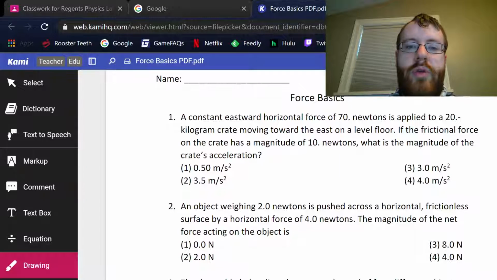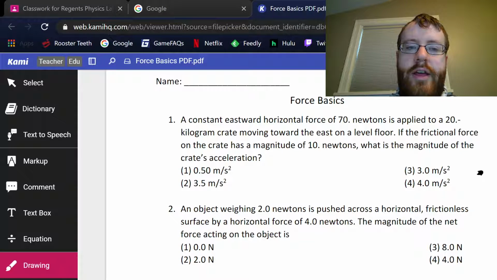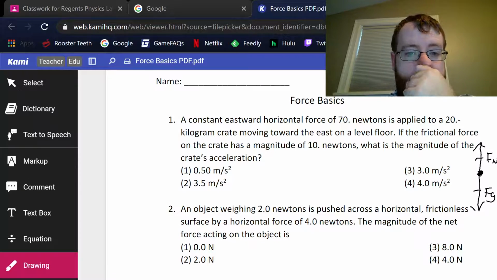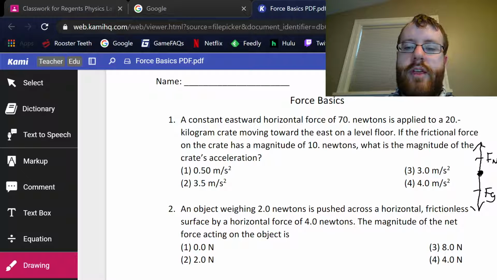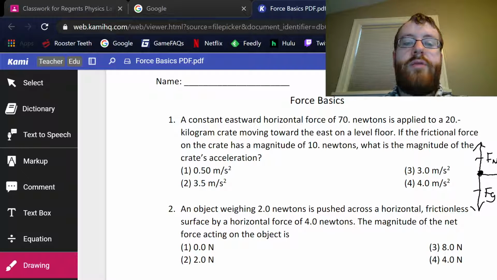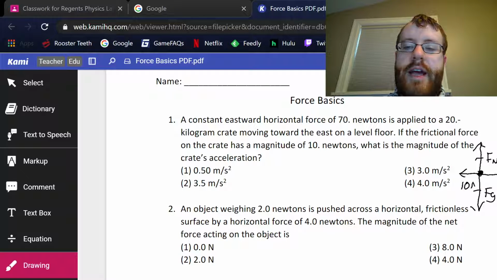So to start with, we have an object that's on a level floor, which means we have some gravity going down and we have our normal force going up. However, those really don't matter too much, and they're not even specified in the question because they just cancel each other out. The actual interesting thing is that we have this force going to the right, which we know is 70, and we have a frictional force that's also on this. Now, it doesn't say which direction the friction force is, but you should know that friction always fights against the motion, so it's going to be that way, and it's 10 newtons.